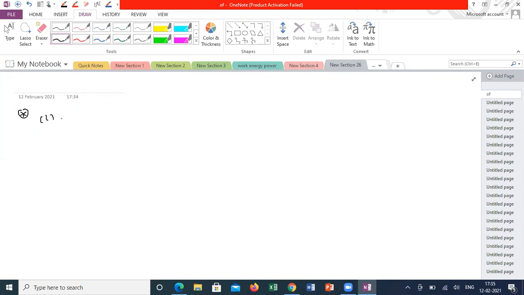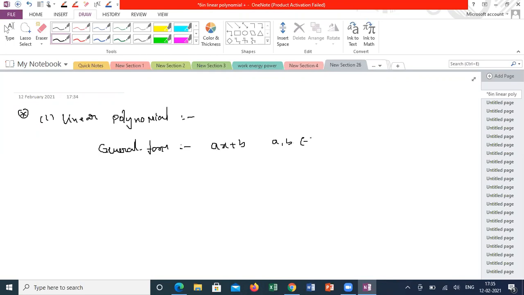So I'm starting with the types of polynomials. The first one is the linear polynomial. What is the general form of the linear polynomial? Sir, ax plus b, where a, b belong to real numbers. And a is the coefficient of x and b is a constant. If I am taking the graph for a linear polynomial, the graph is a straight line. Correct?